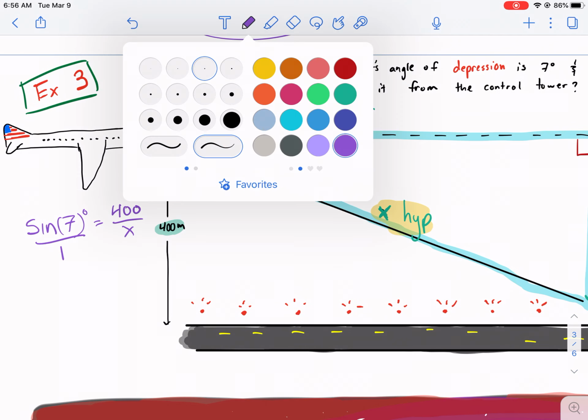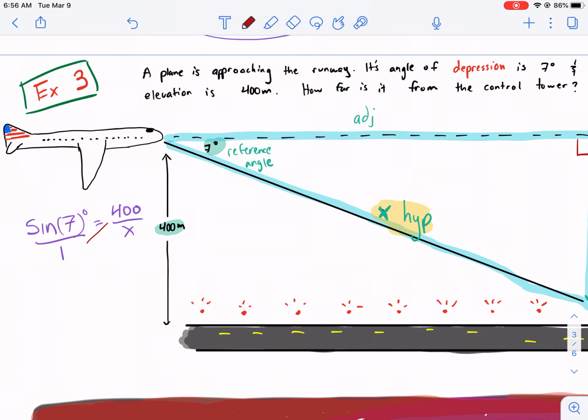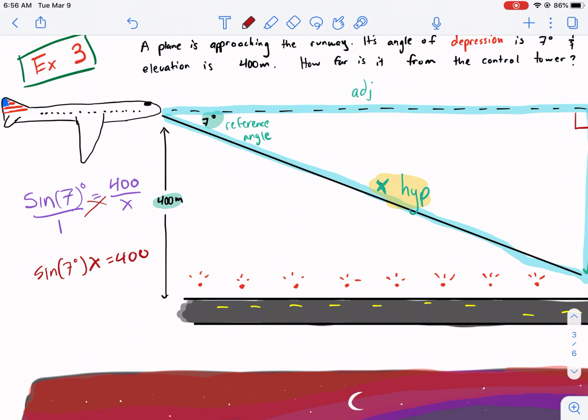So I'm going to put this over 1. And what I'm going to do is I'm going to cross multiply. I have sine of 7 times x equals 400. Now what I'm going to do is I'm just going to solve for x. So I'm going to divide both sides by sine of 7 degrees. Okay, and this is going to give me my final answer.